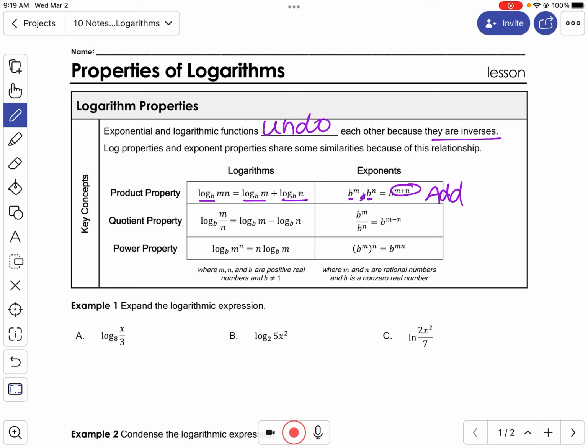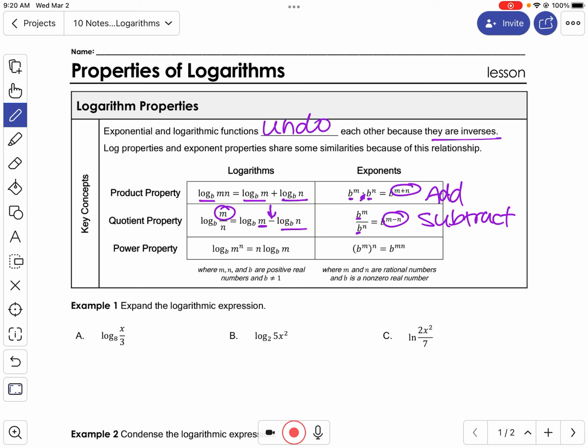Quotient, which is dividing. If you remember, if bases are the same and we're dividing, we subtract the exponents. Very similar on logs. If I have a log, I can rewrite it and expand it by taking the numerator, so log base b of m, and then subtracting log base b of n, the denominator.